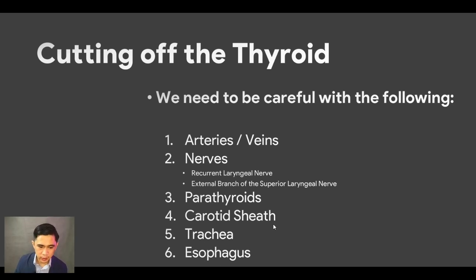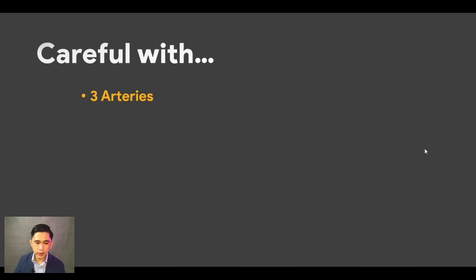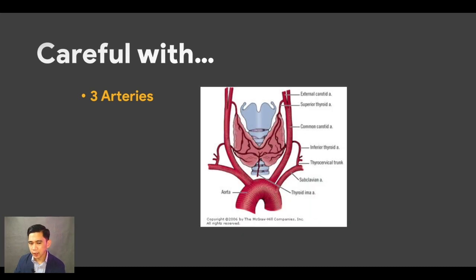That's how surgeons work. We have to remove a gland, but we really have to be careful not to damage the other glands or tissues surrounding the target gland so that we won't have complications. First, we have to be careful with the 3 arteries of the thyroid. So we don't just remove the thyroid per se, but we have to clip off the arteries of the thyroid.